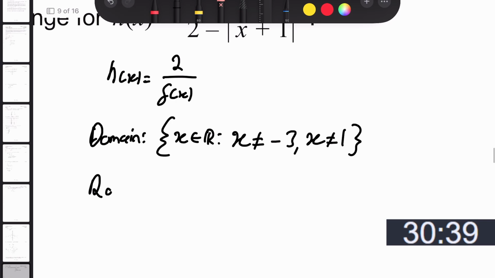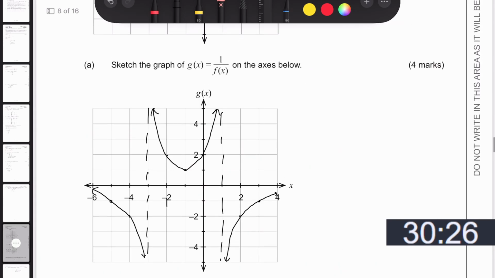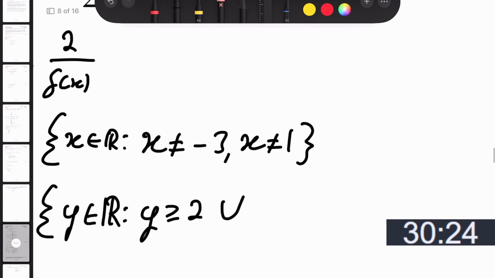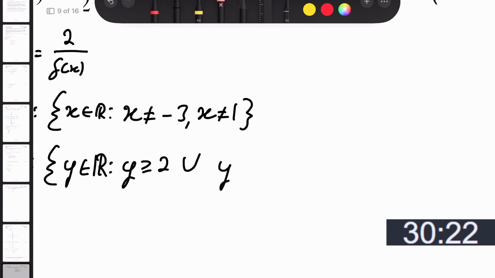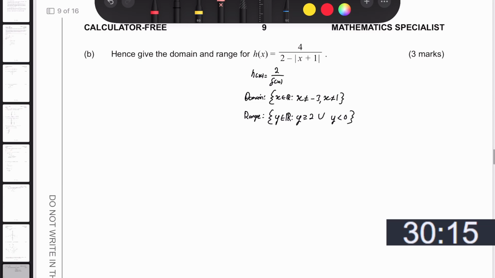And then range, it'll be double the range of the normal one. So y is a part of the reals such that y must be greater than or equal to 2, or y is less than 0, because it can equal 2, it can't equal 0. Alright.